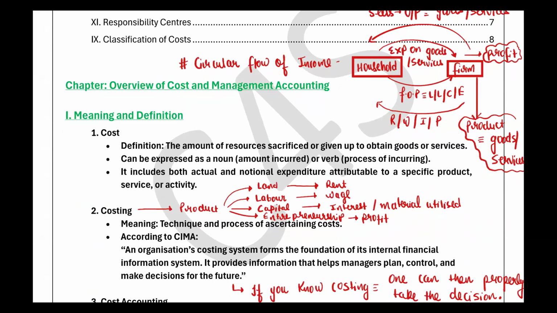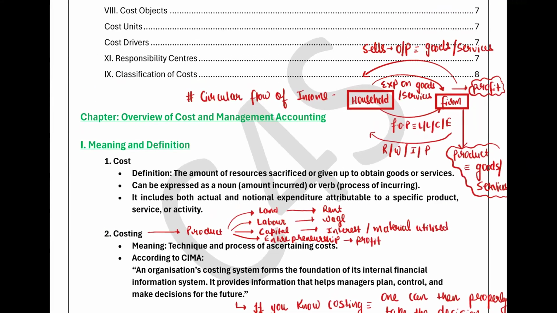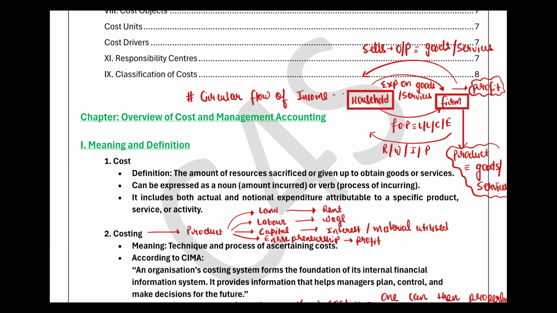Try to understand. I have taken an analogy from your economics chapter, because everyone who is preparing for regulatory bodies knows the circular flow of income. This is a household, and this is a firm that does business and prepares any product. What does the household give to the firm? They give factors of production. And with these factors of production, the firm produces goods and services.